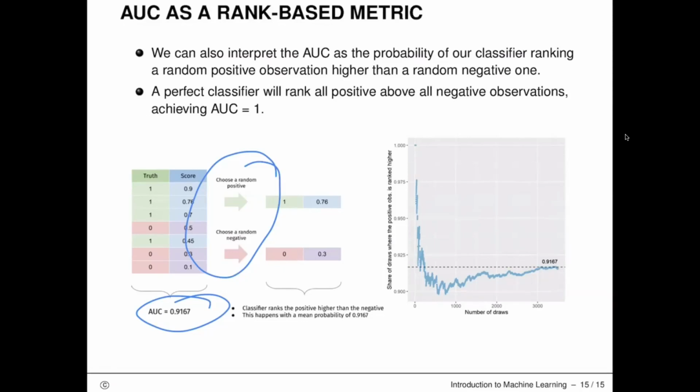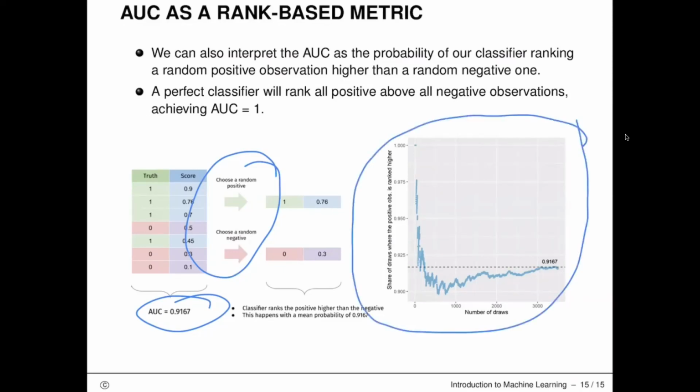And here on the right, you see a simulation of this model. And on the x-axis, the number of random draws from the probability distribution here. And as you can see, on the y-axis, we have the share of draws where a positive observation is ranked higher than a negative observation. So if I say number of draws, we always have to draw two instances, a positive and a negative one. And then the share of the draws, if the number of draws increases, then somehow reaches here the value of the AUC.